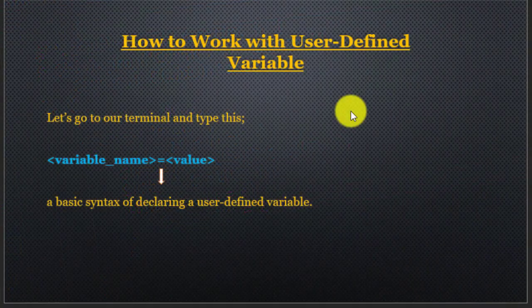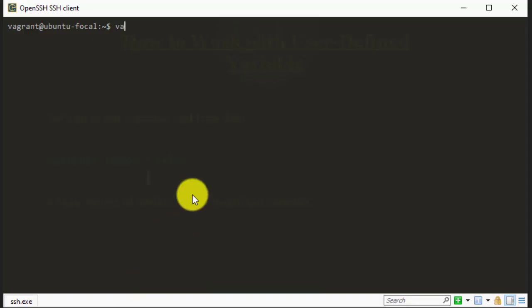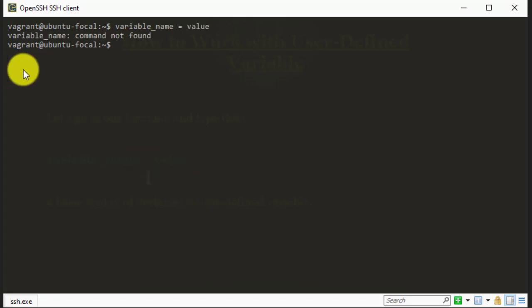So let's go to our terminal and type variable_name space equal sign space value. This is just the basic syntax of declaring a user-defined variable. Press enter. Command not found. You can see the error message saying that variable_name command is not found. This is because the shell interprets the variable name that we just typed as a command, and not as the variable that it is.